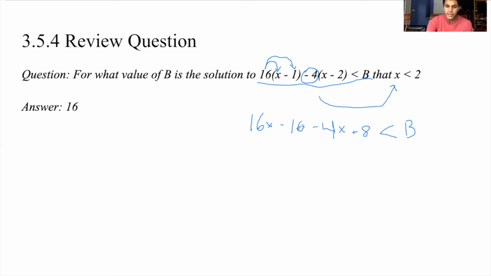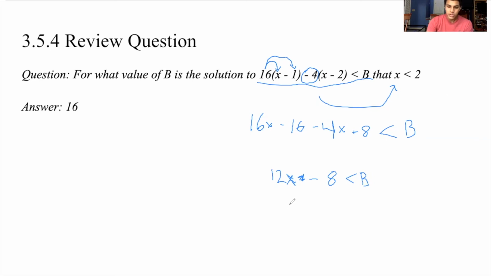Now we can combine like terms, which means our x's and our constants, in order to simplify it a bit more. So 16x minus 4x is 12x. -16 and positive 8 combine to get us -8. Oops, I wrote a plus sign here. Minus 8. So now we have 12x minus 8 is less than b. And we want to turn it into x is less than 2.